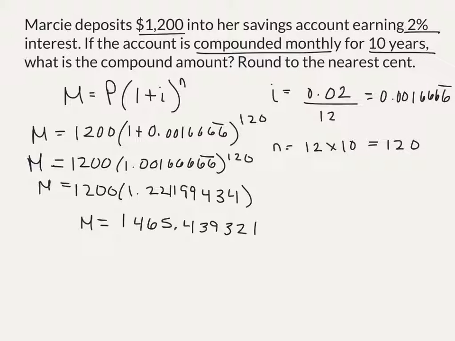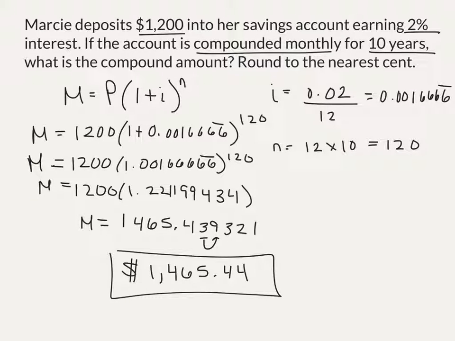To get 1,465.43931. And this is a monetary value, so we want to round to the nearest cent or 2 decimal places. We'll look at the 3, and the number next to the 3 is a 9. 9 is greater than 5, so we'll round that 3 up to a 4. And our final answer is $1,465.44. And that is our compound amount or maturity value.